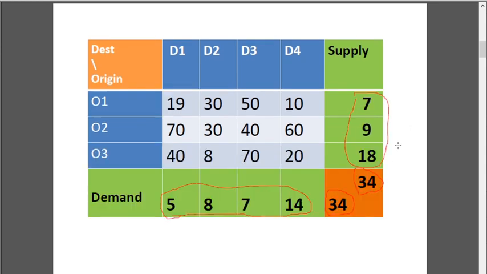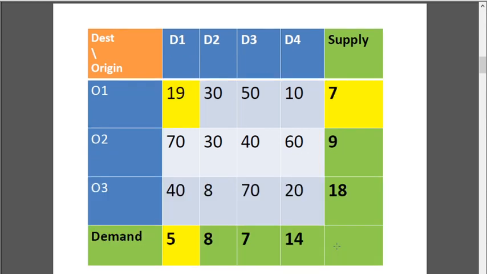So this is the given problem wherein I have three origins, origin 1, 2 and 3, and I have four destinations, destination 1, 2, 3 and 4, and the supply for all the three origins has been given, and the demand for all the four destinations has been given, and the transportation cost between the origin and the destination has been given. Lastly, the supply available is equal to the demand required.